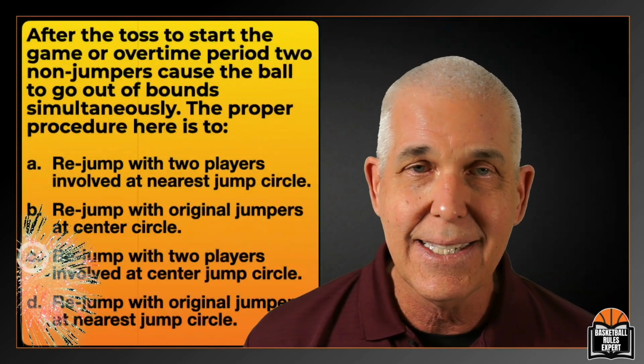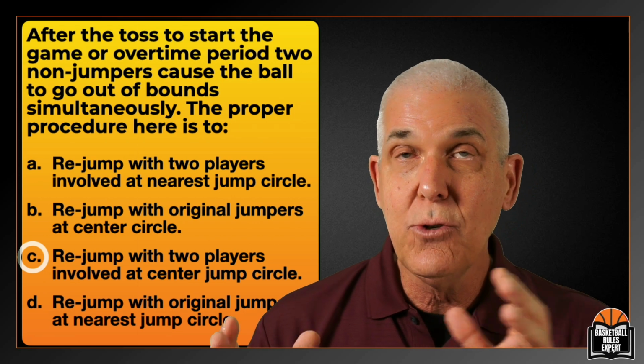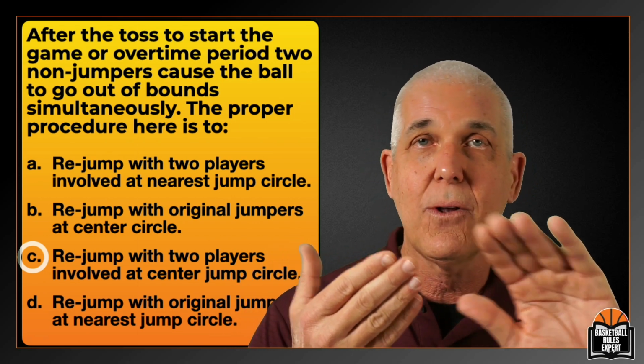Always the center circle. In a situation where our original jumpers, one of them taps the ball, opponents violate by causing the ball to go out of bounds simultaneously, or those opponents engage in a held ball situation prior to team control being gained, those two players become the players involved in the re-jump. So in this situation, our correct ruling is C, re-jump with the two players involved, the two players who caused the ball to go out of bounds.